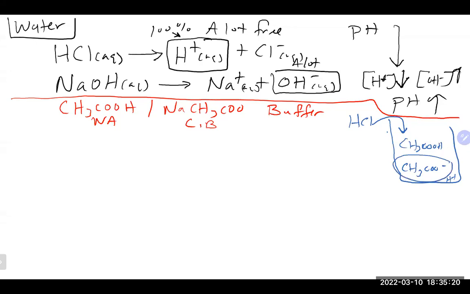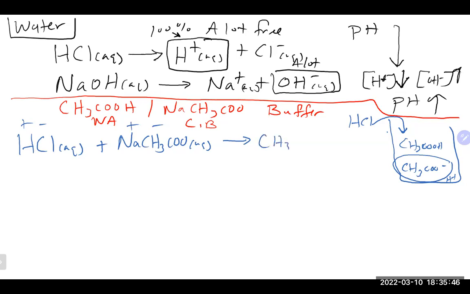So when we dump the HCl in here, we're actually going to get a reaction between the HCl and the sodium acetate, or really just the acetate part is the thing happening here. In case you're not sure, this is like a double displacement situation: positive, negative, positive, negative. The H and the acetate come together to make acetic acid.